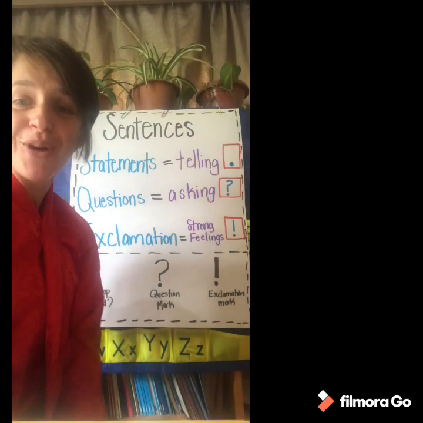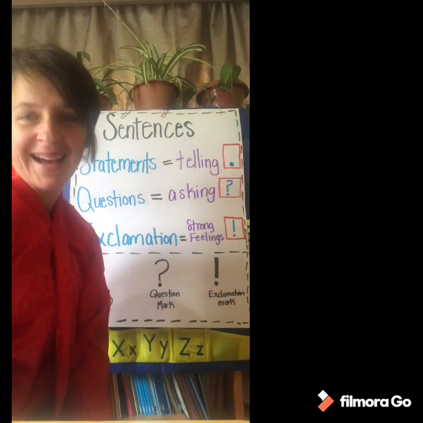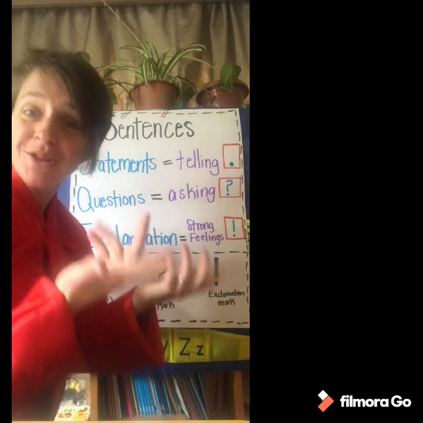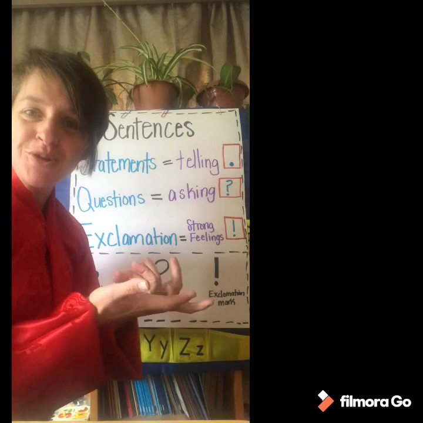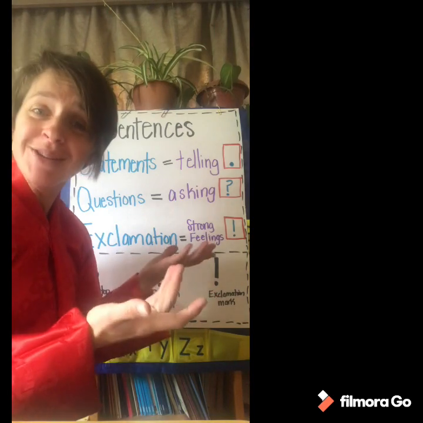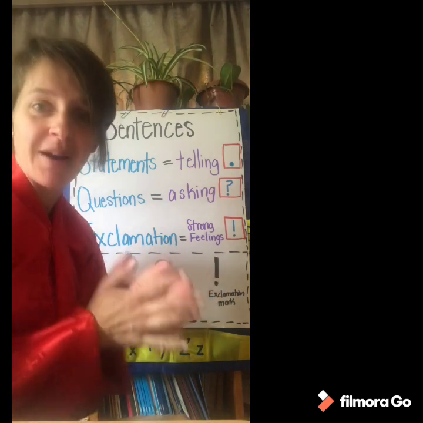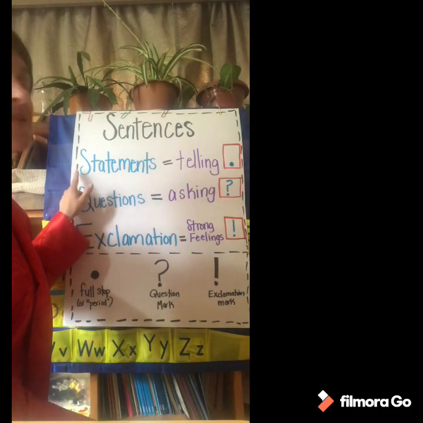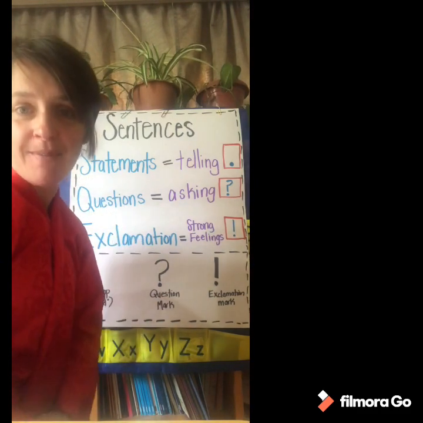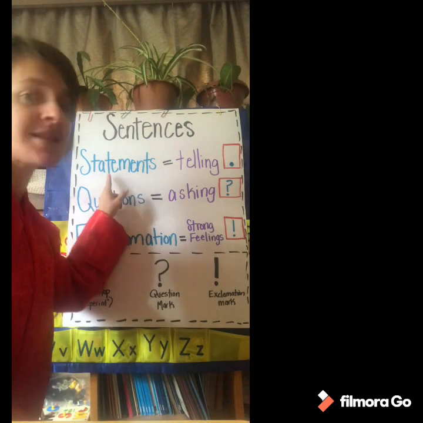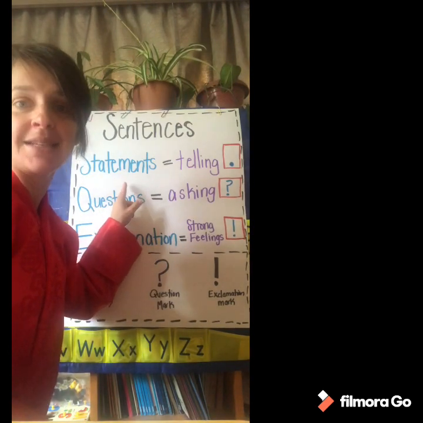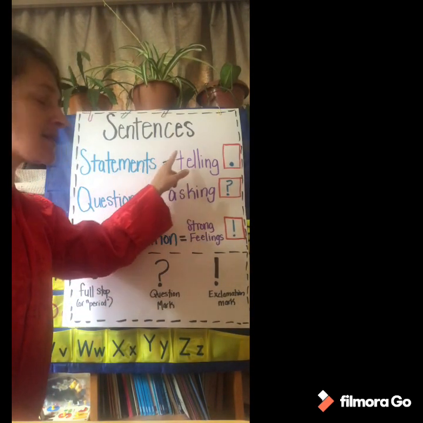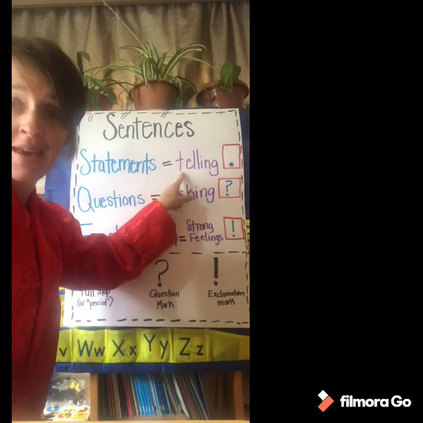Okay, so now we're going to go over the 3 kinds of sentences. When do you use a period? When do you use a question mark? And when do you use an exclamation mark? So the first kind of sentence, and most of the time, a sentence is a statement or it's a telling sentence. A statement sentence is telling something.